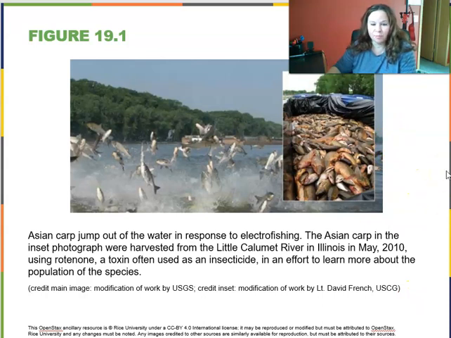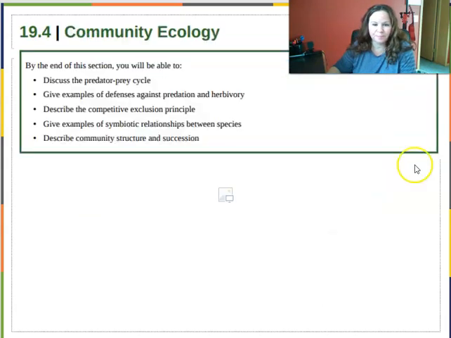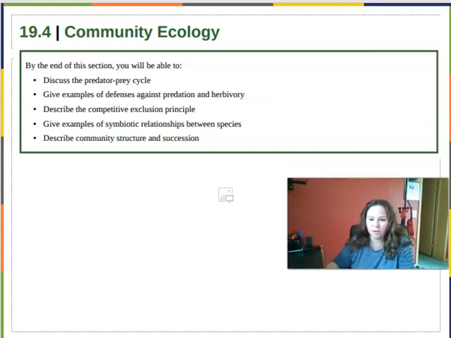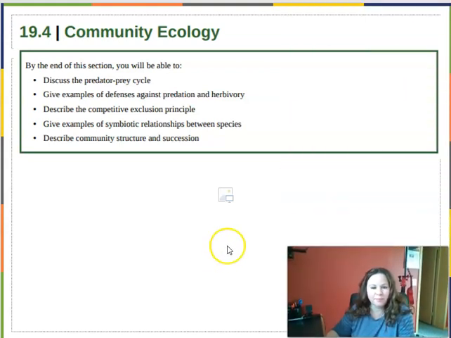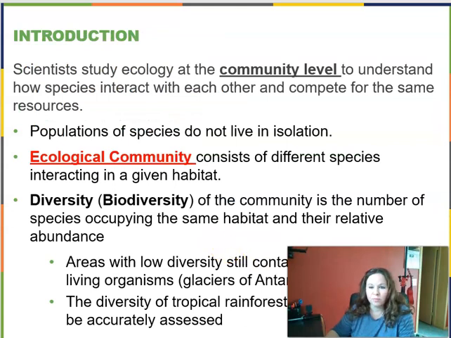As Asian carp, as their name will imply, are what are called an invasive species, and they don't belong in a river in Illinois. So we'll learn in this chapter how invasive species cause a lot of problems for communities. Take a moment and read up on our objectives for the chapter. And we'll start off with the introduction.